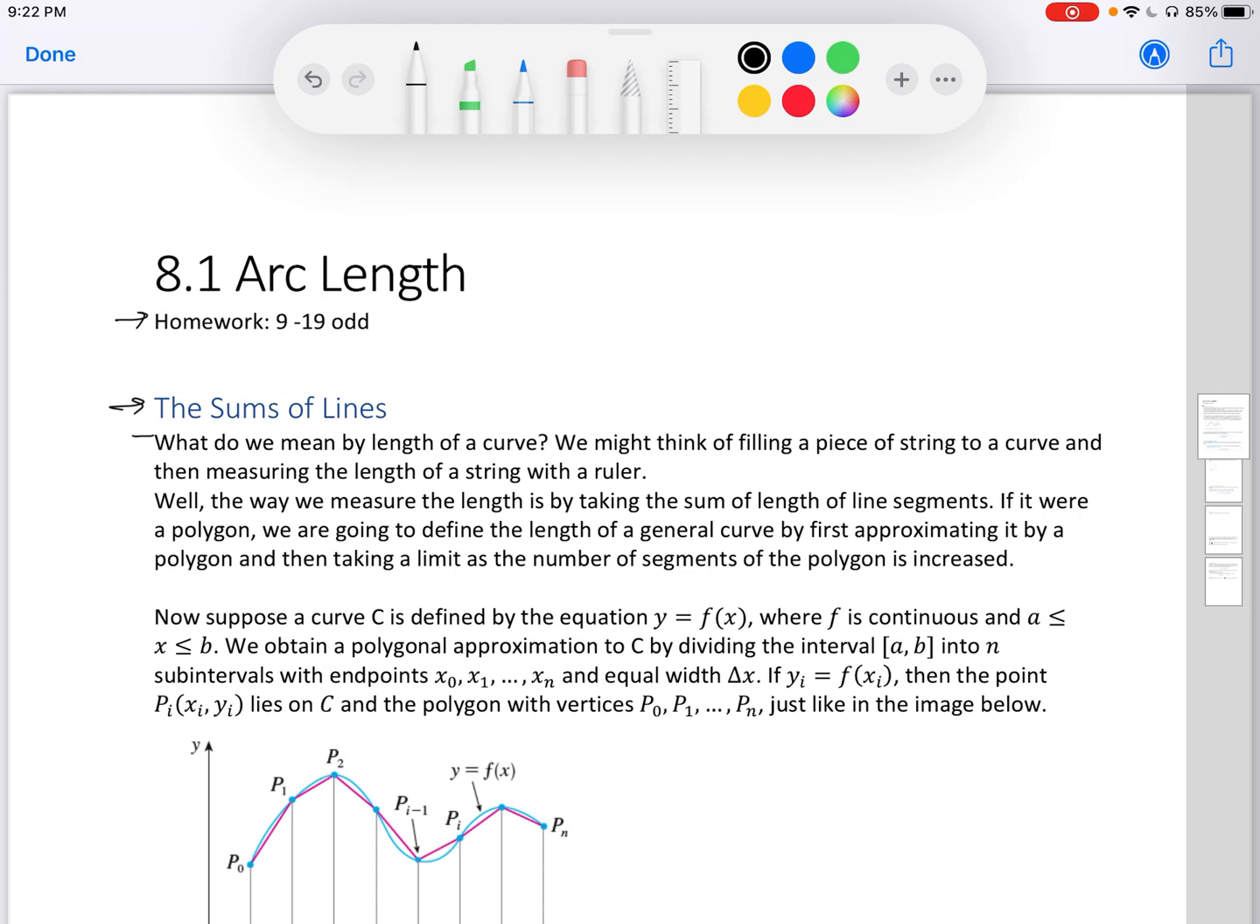What do we mean by length of a curve? We might think of fitting a piece of string to a curve and then measuring the length of the string with a ruler. Well, the way we measure the length is by taking the sum of lengths of line segments. If it were a polygon, we are going to define the length of a general curve by first approximating it by a polygon, then taking the limit as the number of segments of the polygon is increased.